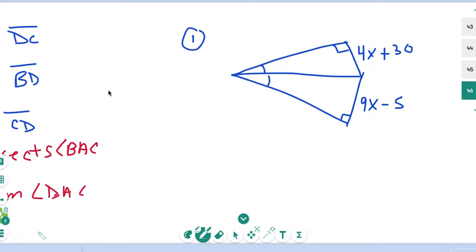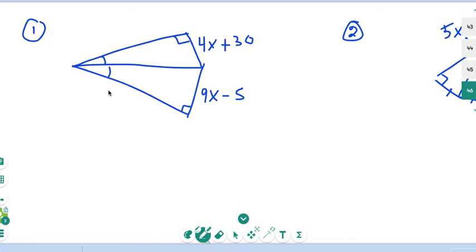So let's see how this works. Let's take a look at our first triangle. We're trying to find x. We notice that we have an angle bisector because these two angles are congruent, and we have two right angles, which means that this point lies on the angle bisector, and this point is equal distance from both sides.